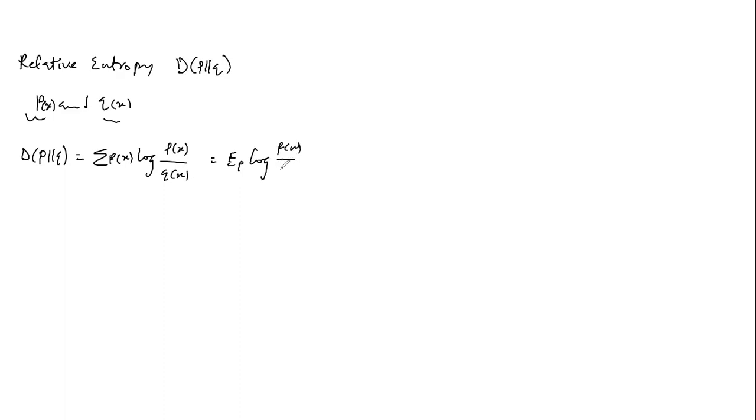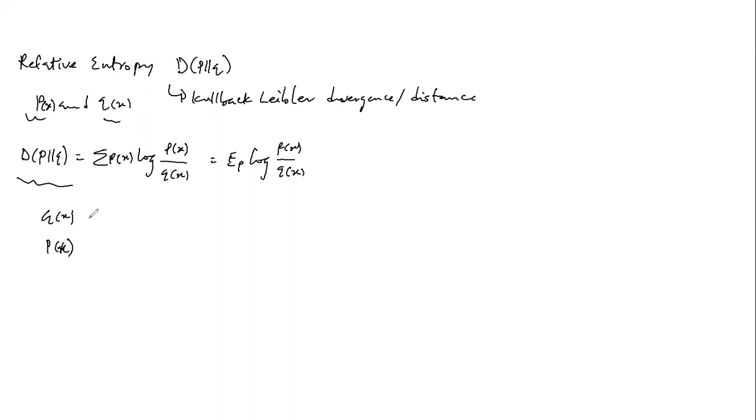So relative entropy is usually referred to as the Kullback-Leibler divergence, or distance. And strictly speaking, the relative entropy is a measure of the inefficiency of assuming that the distribution is Q of X when the true distribution is actually P of X. So the relative entropy helps in measuring that inefficiency. And the implication, therefore, is that the relative entropy is a measure of the inefficiency of assuming that the distribution is Q of X when the true distribution is P of X.